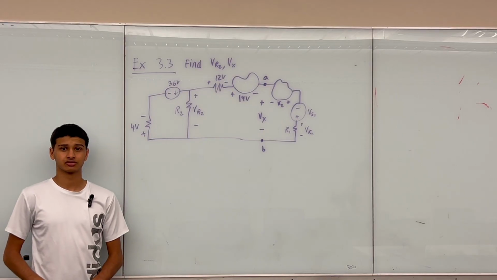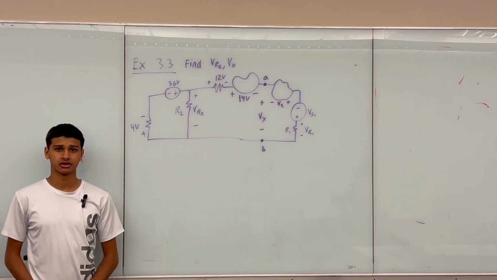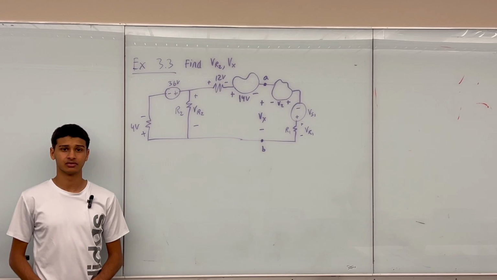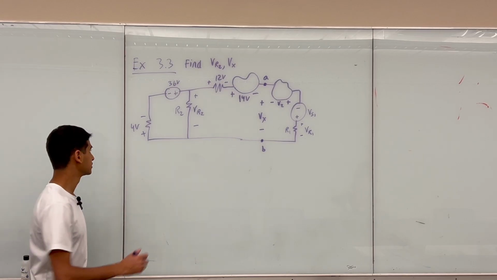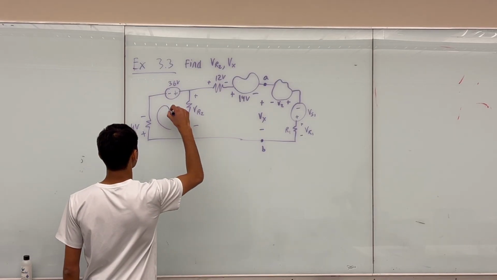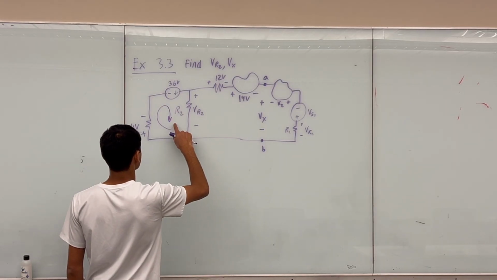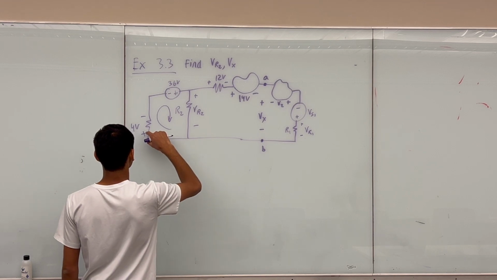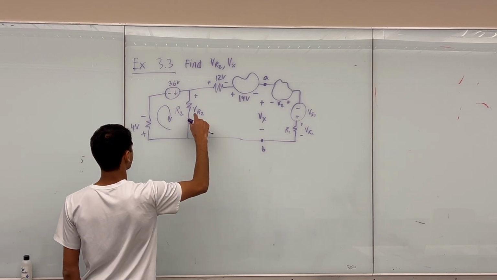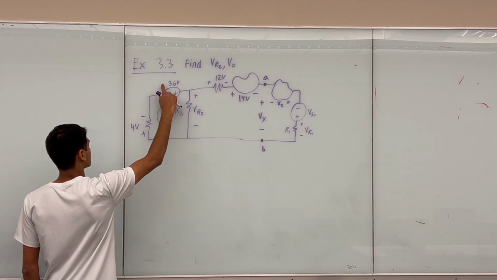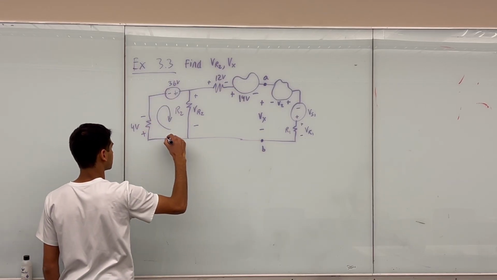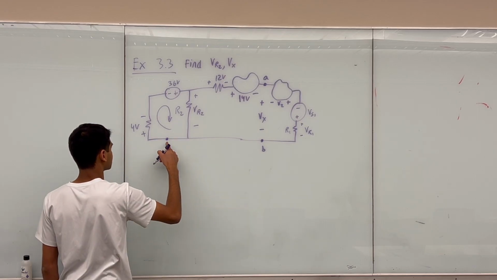So this is example 3.3 from the same textbook, and it's asking to find the voltage Vx and also Vr2. And so the first thing I'm going to do is I'm going to write a loop in this direction. And that's because I can see that in this loop, I only have one unknown and I have two known values because both of these voltages are given to me. So I'm going to start at this node and end back at this node.